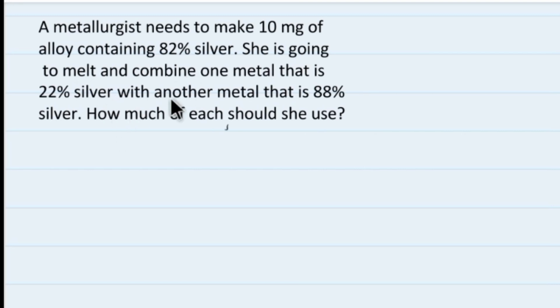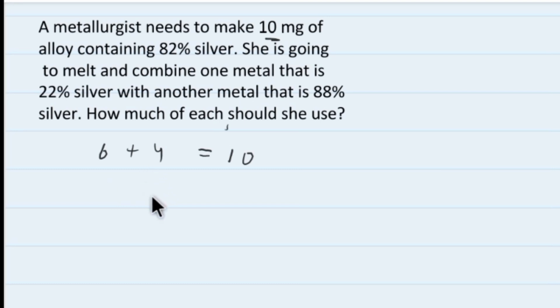So we have been asked to find how much of each she should use. What does she need to make? She needs to make 10 milligrams of alloy containing 82% silver. She is going to melt and combine one metal that is 22% silver with another metal that is 88% silver. Let us suppose, I am just giving another example of numbers to make it understood better. Let us suppose I want to make the number 10 using two numbers. So if I suppose one number as 6, then the other number would be 4.